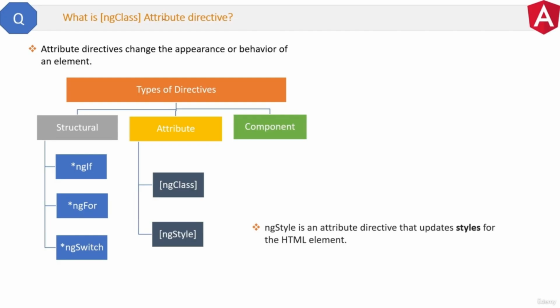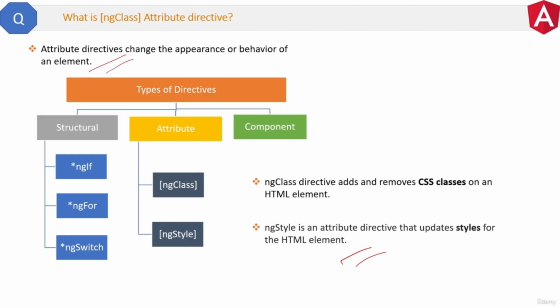What is the ng-class attribute directive? We already covered the attribute directive definition, then the ng-style definition, and now we will cover the ng-class definition. The ng-class directive adds and removes CSS classes on an HTML element. Remember CSS classes. If you know how CSS classes are set in HTML, then it is going to be very easy for you. Let me show you the same in the code.